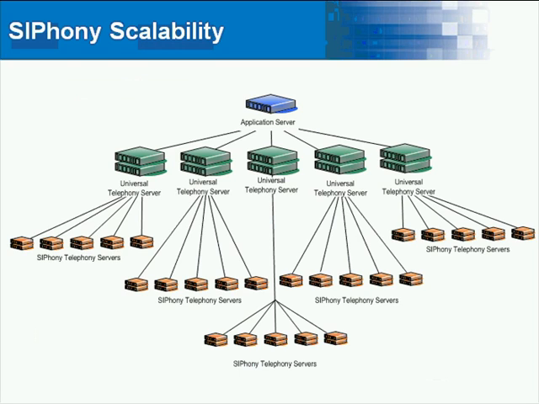At the very top is your application server. Now remember, with SIPhony, the application server maintains all the application data for the contact center. Now here are the important points. The application server can talk to 20 different and separate universal telephony servers, and that's what's in green here. The universal telephony server creates the umbrella and the cloud. Each of those telephony servers can talk to and manage 20 SIPhony telephony servers. That's what's depicted in orange.